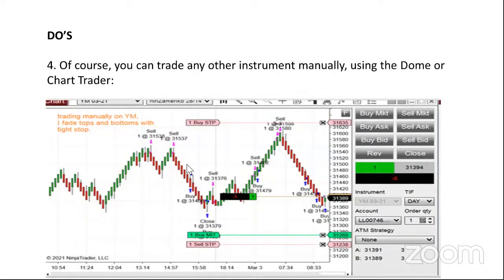And of course, you can trade manually on any other instrument. So if your automated strategy is on the ES, you can trade manually on the YM or NQ. So in this example here, I have manual trading going on the YM.